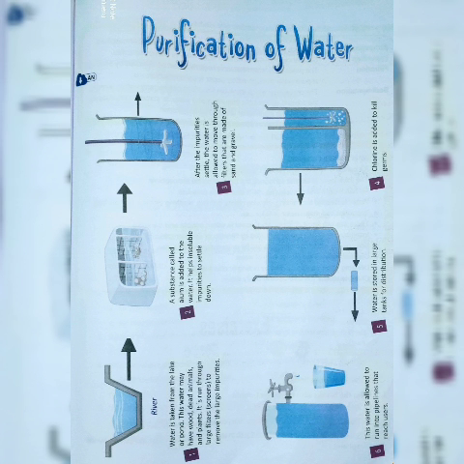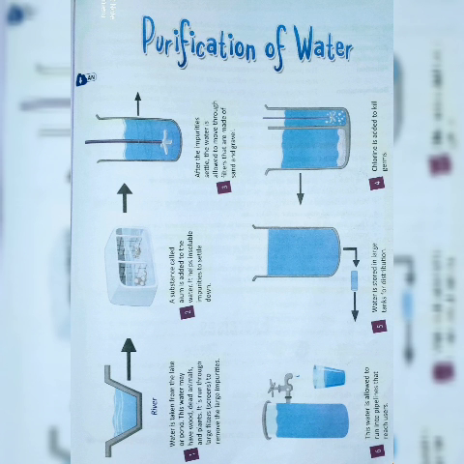What is the use of the filters? Filter is used to remove the large impurities. In the second stage, a substance called alum is added to the water. What is alum? Alum is a chemical substance. It helps insoluble impurities to settle down.